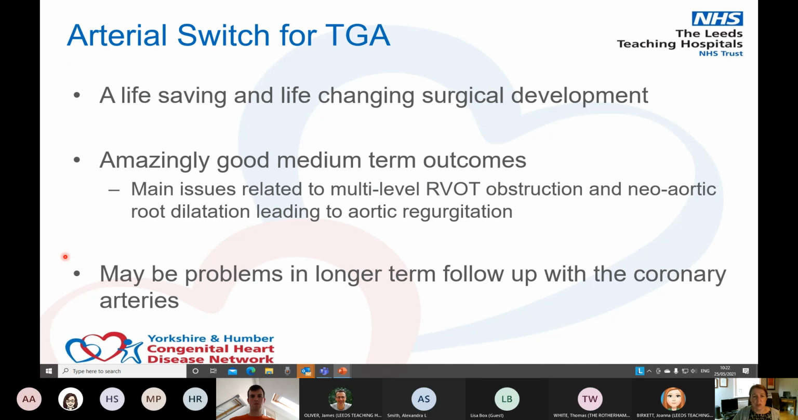So arterial switch for transposition is a life-saving and life-changing surgical development and a massive step forward from the atrial switch, which was done until the mid-1970s. And it has amazingly good medium-term outcomes. So the main issues, as we've discussed, are related to multi-level right ventricular outflow tract obstruction and neo-aortic root dilatation, which leads to aortic regurgitation. And there may be problems in longer term follow-up with the coronary arteries. And that really is a kind of watch this space moment. And that's all I have to say for this part of the session.